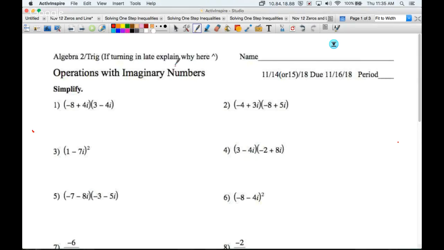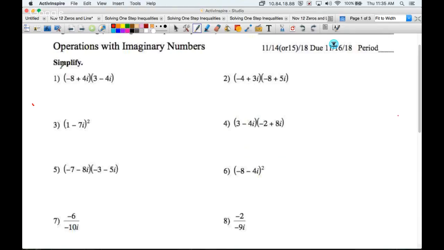Hello and welcome. This is going to be our homework help video for the homework operations with imaginary numbers. Let's get started with some multiplication like in number 1. To multiply two imaginary numbers, you need to FOIL, essentially.